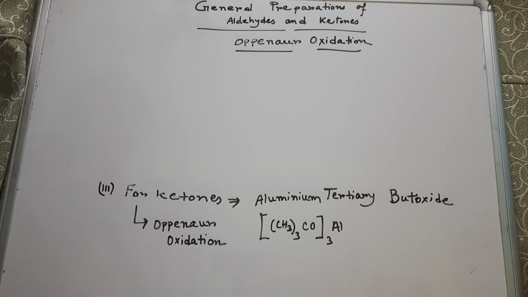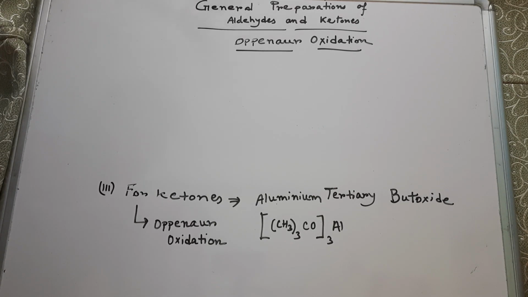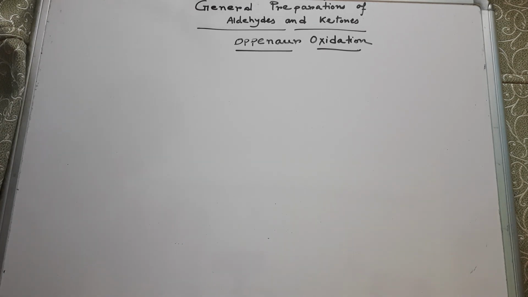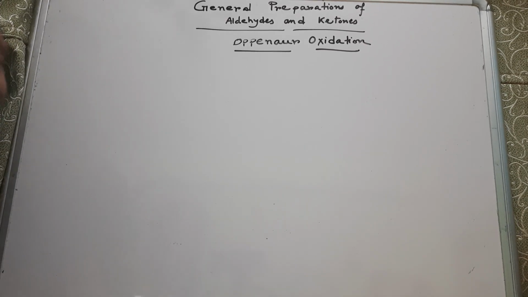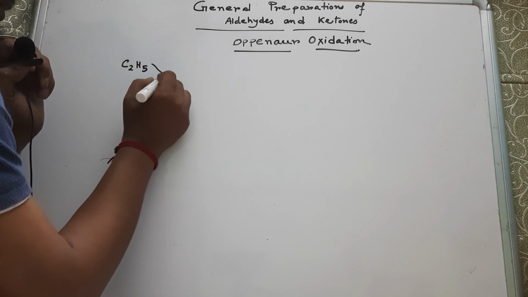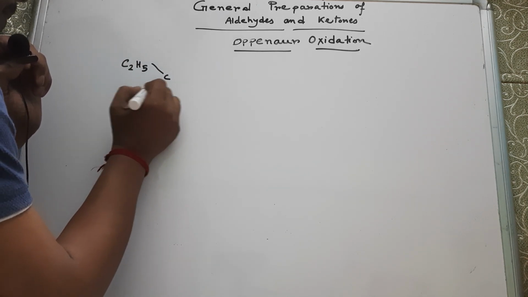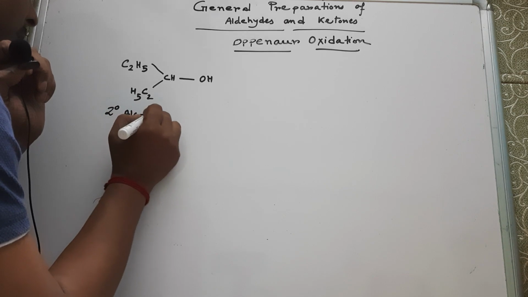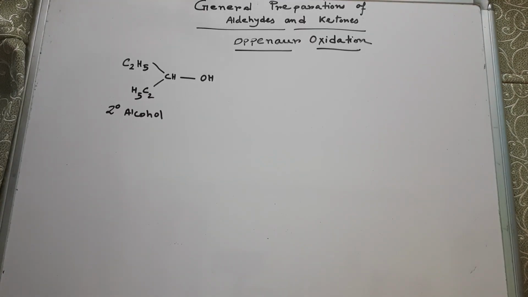So what happened in Oppenauer oxidation reaction? If you start from the secondary alcohol like this, C2H5 CHOH C2H5, this is a secondary alcohol. This is nothing but a 2-degree alcohol.